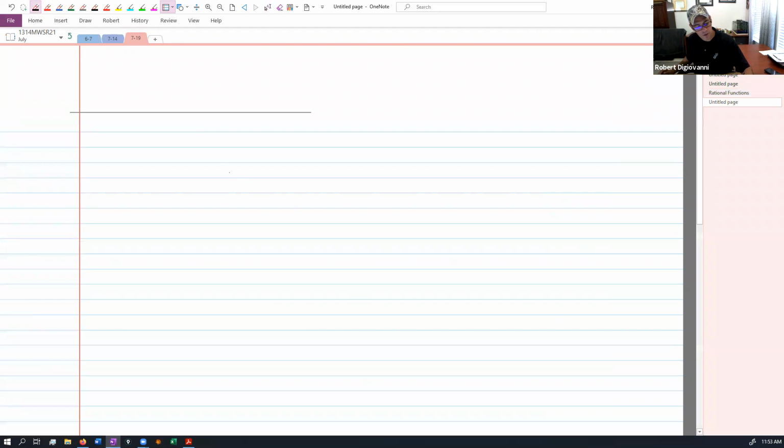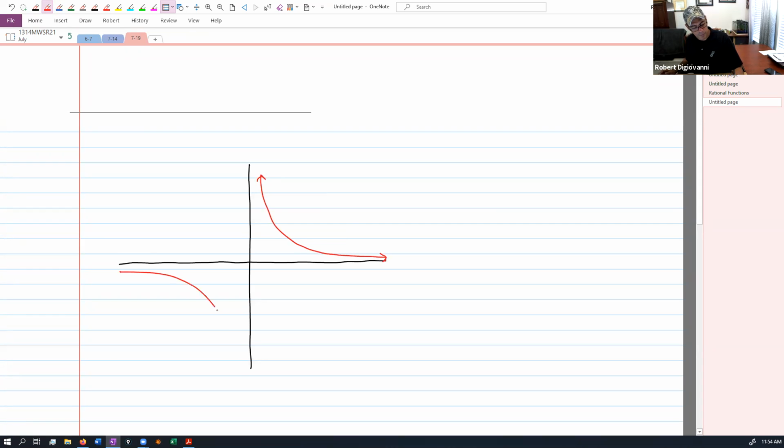I want to just show you on a picture. If we have a rational function that goes like this and like this, anywhere it flattens out, I want you to imagine that there's this dotted line. I'm going to do it in a different color. A dotted line this way and a dotted line this way. This dotted line is what we call the horizontal asymptote.